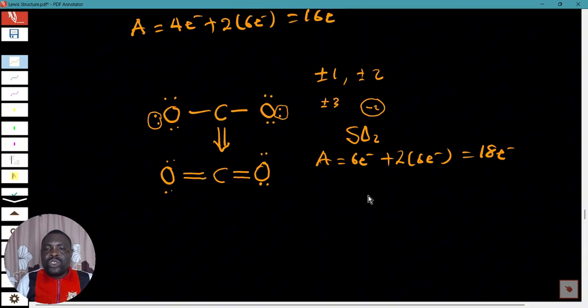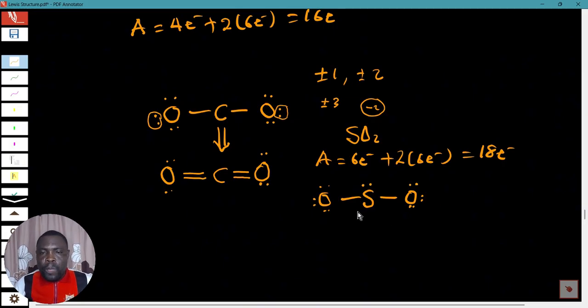Now sulfur is the central element. Let's distribute the oxygen around the central element, and let's complete the octet. Now this oxygen has 8 electrons, this oxygen has 8 electrons, making 16. 2 electrons remain, which go to the sulfur atom.